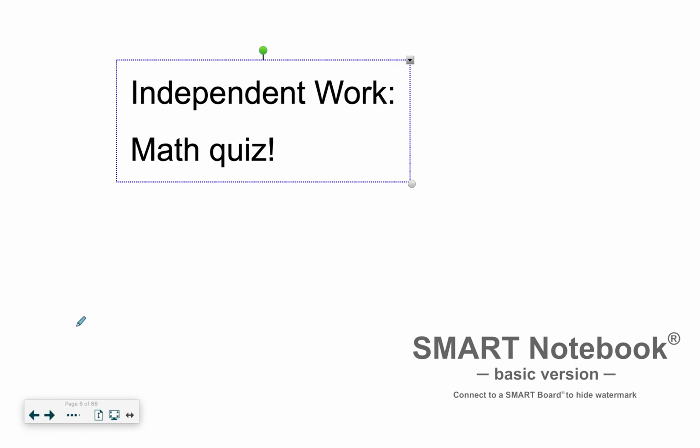Okay, good luck on the quiz. Remember, a quiz is worth more than a DOL. So although you should always be working to your very best ability on your work, this one is very important because it's a quiz, and a quiz is worth more points.